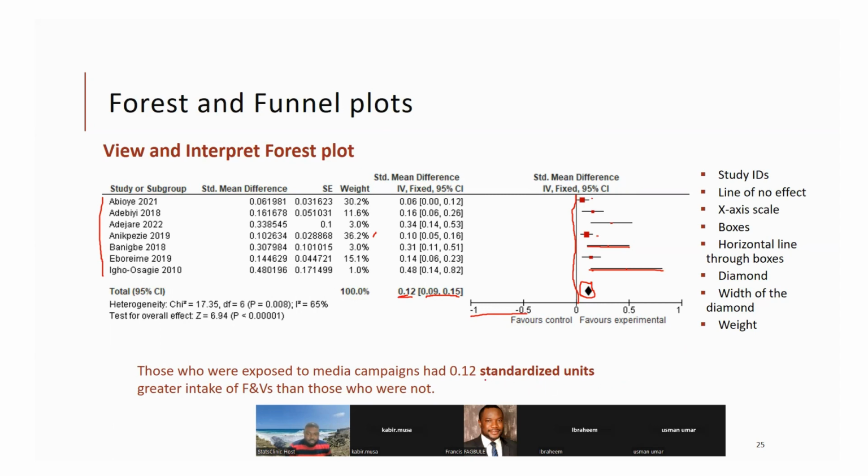Yes. What units do we use? There are no units, because it's standardized now. There is no unit, exactly. So what we say is 0.12 standardized units. That's how we report it. So you will say that those who were exposed to media campaigns had 0.12 standardized units, or units of standard deviation, greater intake of fruits and vegetables.